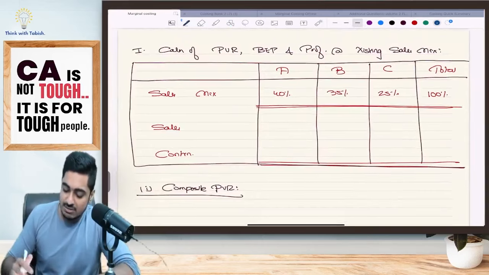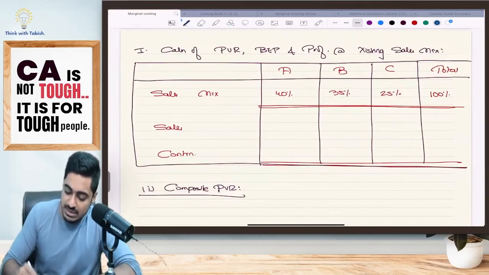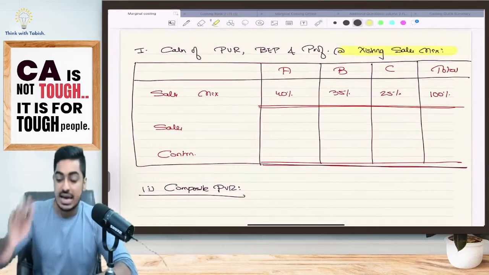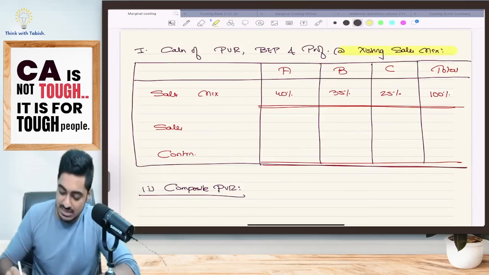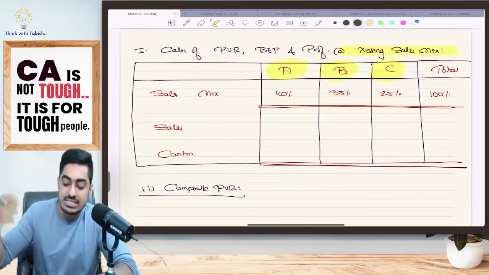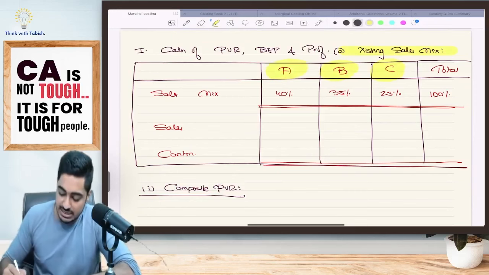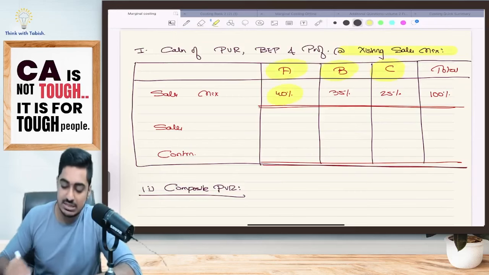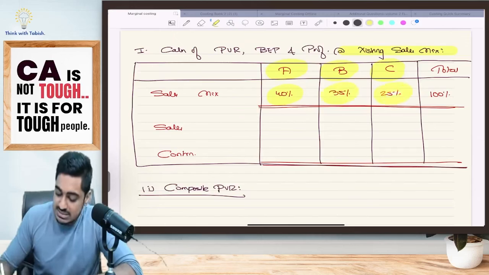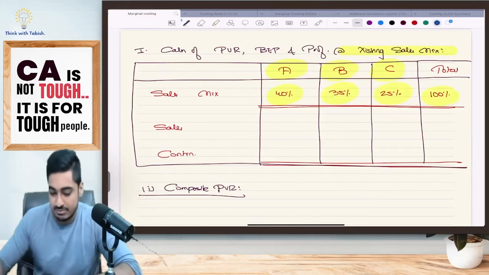Now, pay attention. I will do all my calculations for my existing sales mix. Right now, which all products I am selling? A, B, C. What is the percentage sale of each of the item? A is 40%, B is 35%, C is 25%. Yes or no, everyone? Yes, sir.